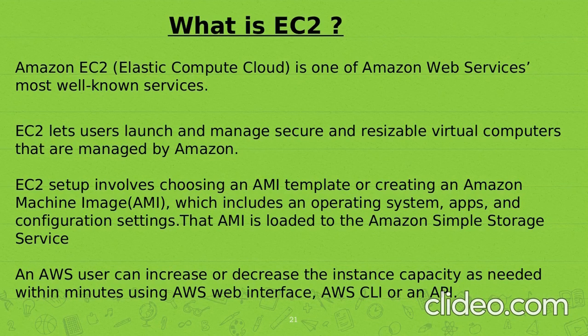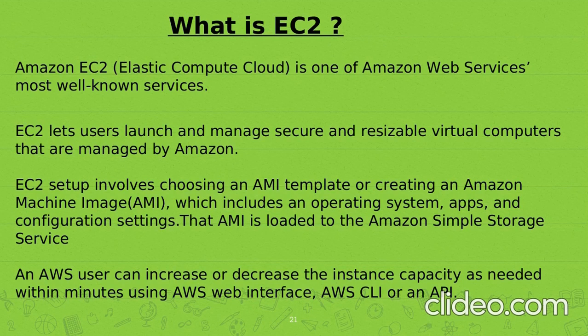EC2 setup involves choosing an AMI template or creating an Amazon Machine Image, which includes an operating system, applications, and configuration settings. That AMI is loaded to the Amazon Simple Storage Service. AMI is the basic environment package that we require to set up a virtual computer on the Amazon infrastructure. It consists of an operating system and some basic applications like the application server and so on.